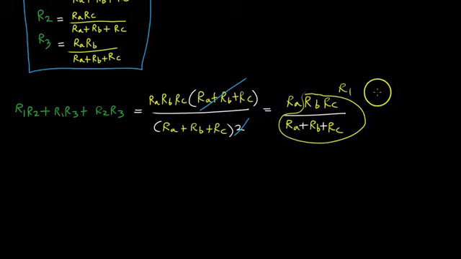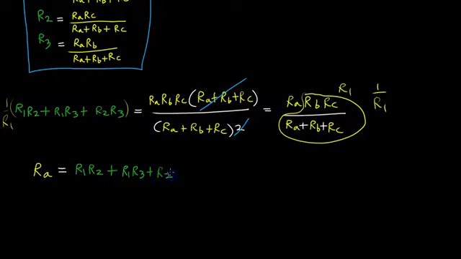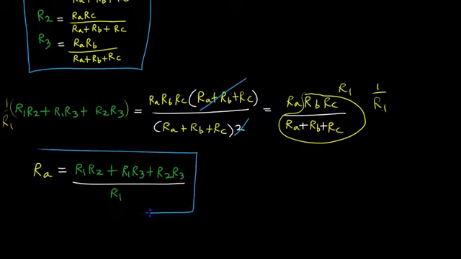So I'm going to divide both sides by R1. So I'm going to say 1 over R1 on this side and 1 over R1 on this side. And what I end up getting is that, it's not looking good. Let me redo this part. What I would get is that RA is going to equal R1 R2 plus R1 R3 plus R2 R3 all divided by R1. Let's go ahead and box this result.